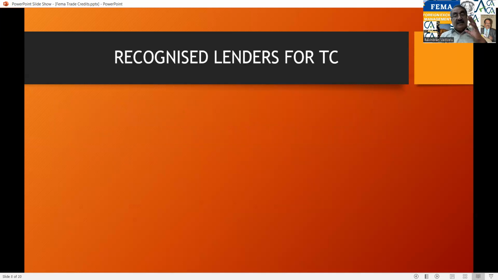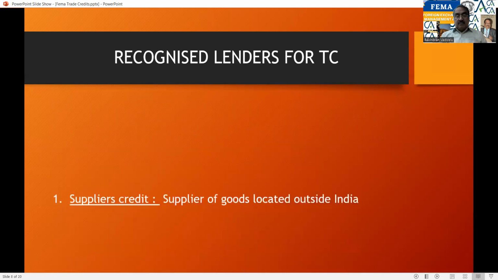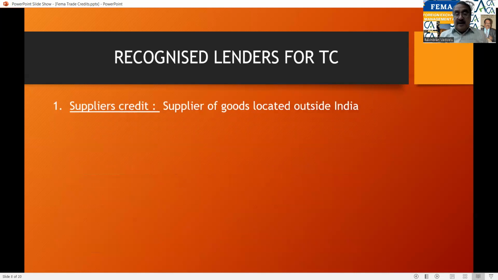And who are called recognized lenders? This is very, very important. Who is eligible to give trade credit to a person resident in India who acts as an importer? Towards supplier credit, the supplier himself can give the goods on credit, but that supplier should be located outside India. This is a basic thing.